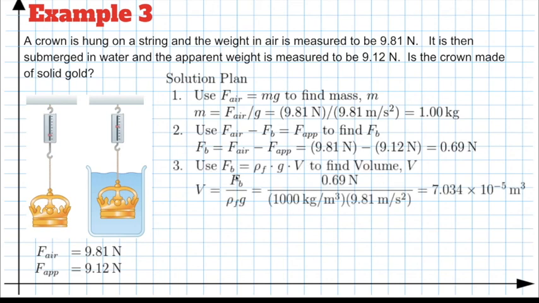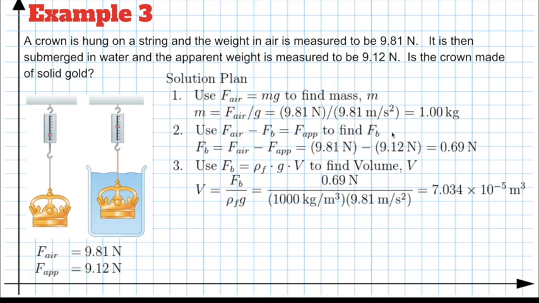Now, the buoyant force equals the density of the fluid times g times the volume. We know the buoyant force, it's 0.69 newtons. We know the density of the fluid that it is in, it's water. We know g, we can find the volume of the crown. So plug in our numbers and you can find the volume of the crown. 7.034 times 10 to the negative fifth cubic meters. So now we know the volume of the crown.